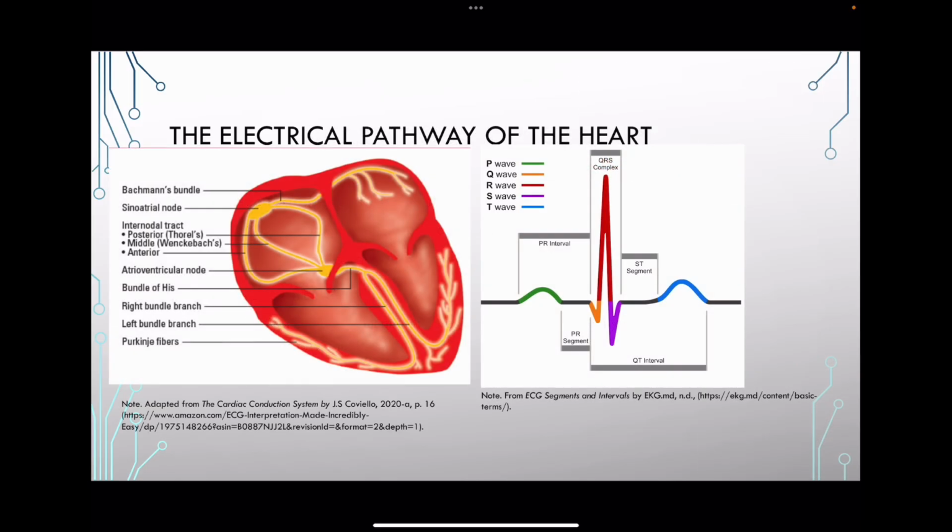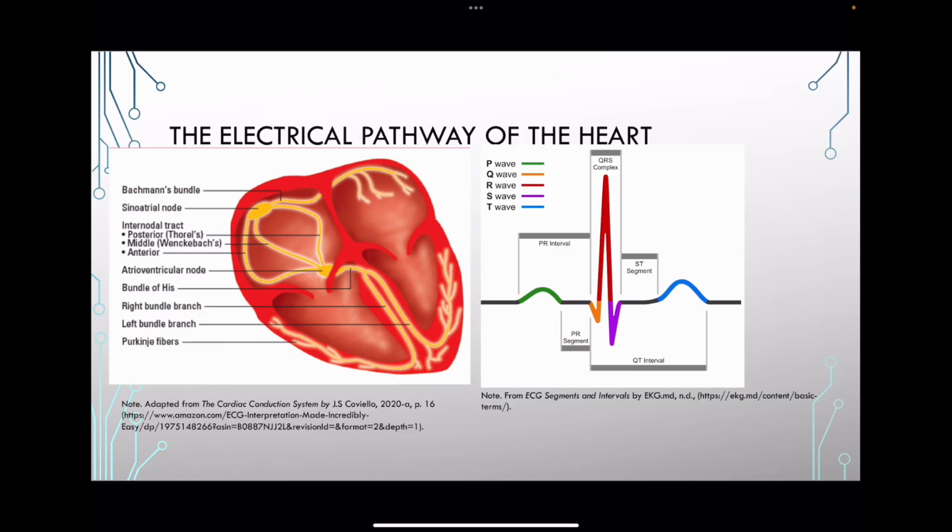Okay, so the electrical pathway of the heart. You have your P wave first, which is the green one, and then your PR segment is your atrial depolarization and repolarization, and that creates your PR interval. Then you have your QRS, which is your ventricular depolarization, and then your ST segment, which is that back blue bump, that is just your ventricles repolarizing.